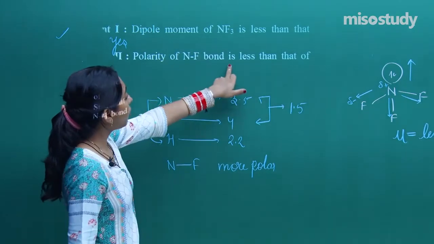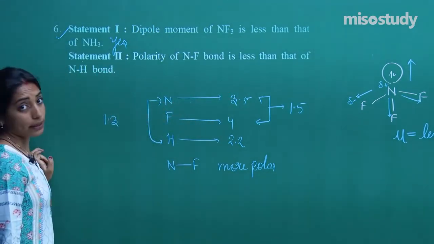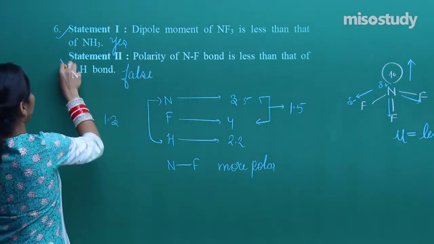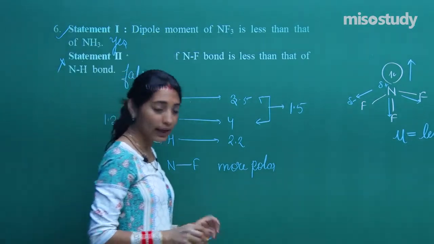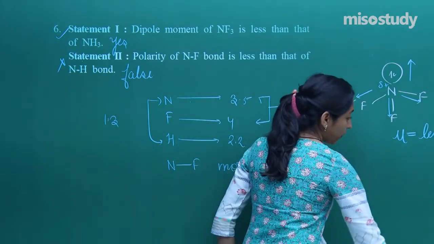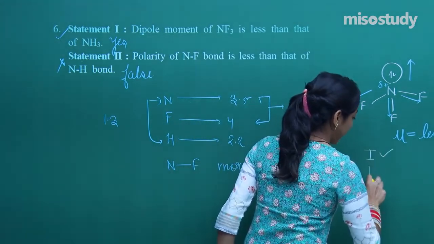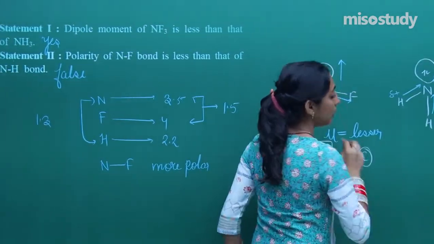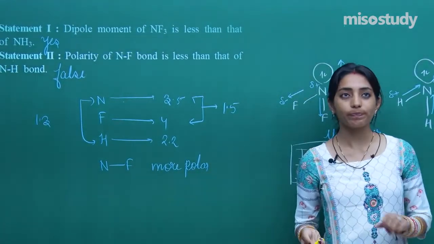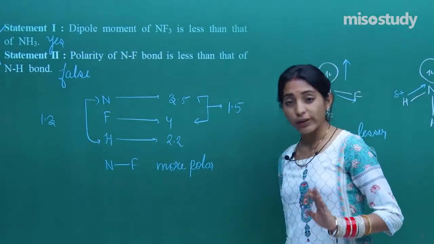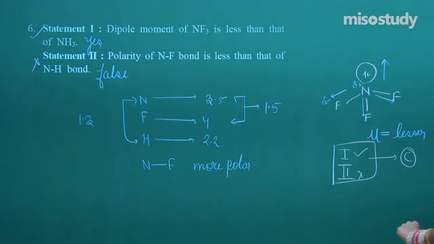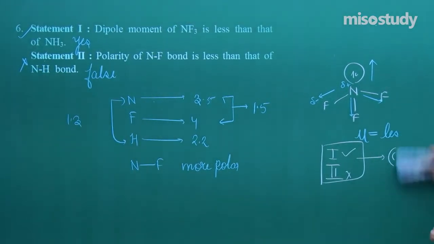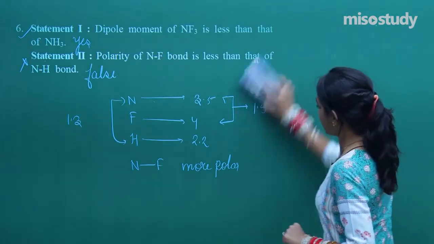So the polarity of the NF bond is less than that of the NH bond, so it's totally a false statement. Okay. So now the first statement is true and the second statement is false, which gives us option C for this particular question. So this was our question number 6. Now having done with this question, we need to move on to our next question, question number 7.